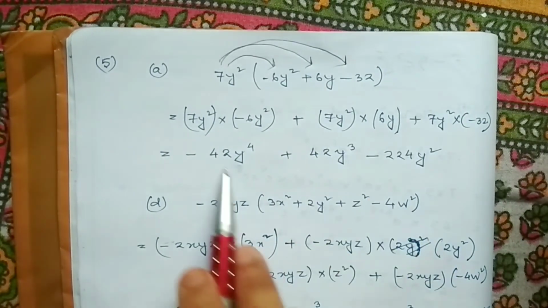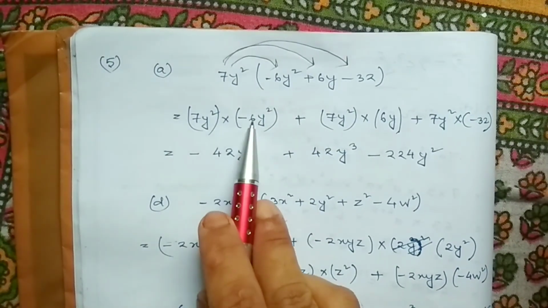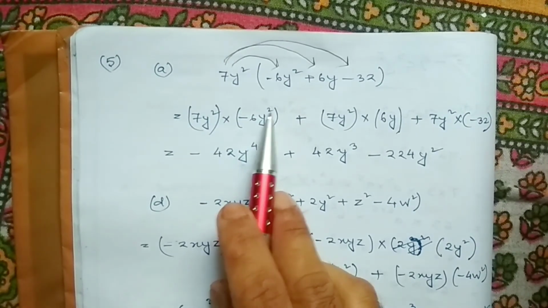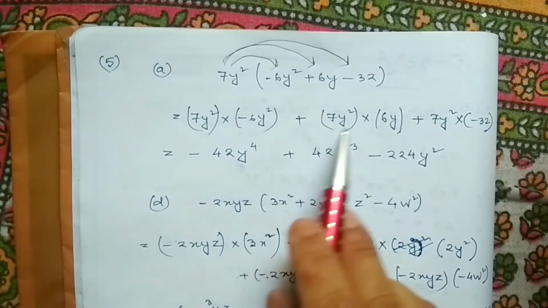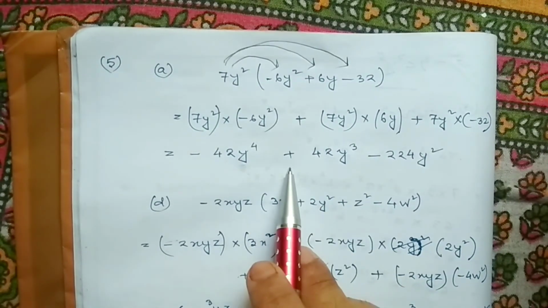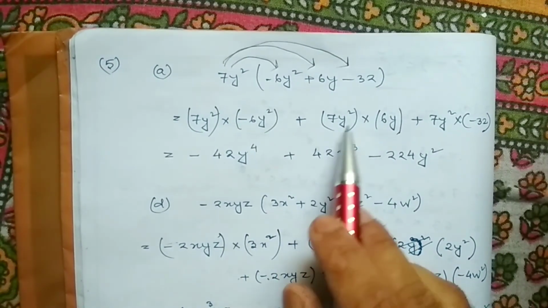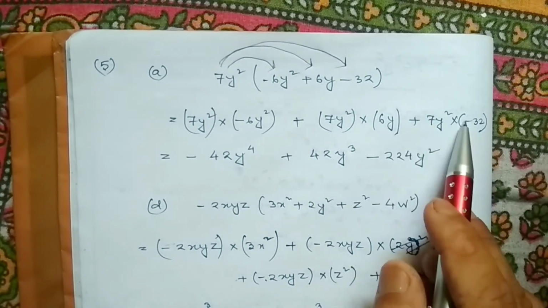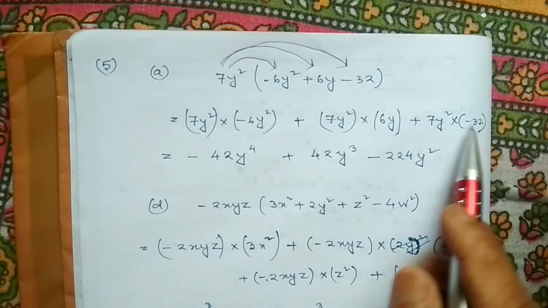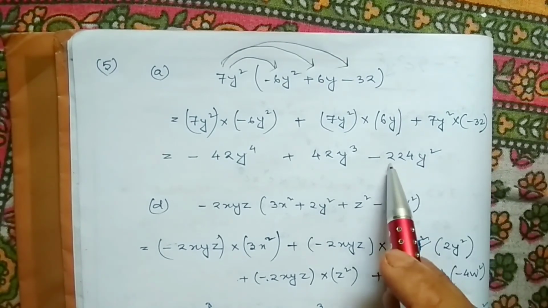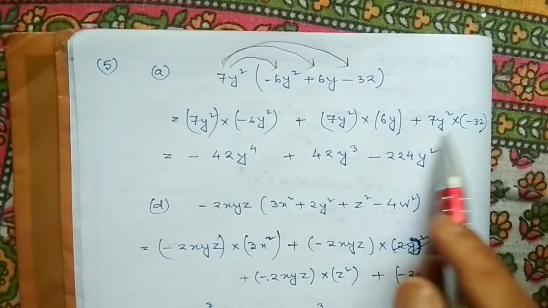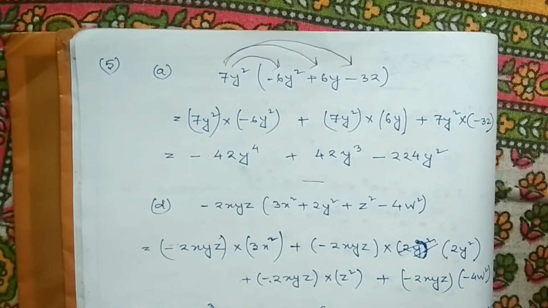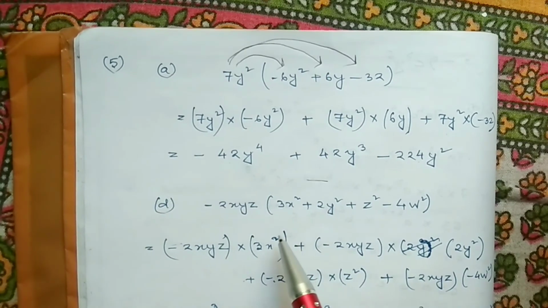Clear? Separately. Now plus minus minus, 6 7s are 42 and y square. We know powers are added. 2 plus 2, 4. Fine. Here all are positive, so I have written plus 6 7s are 42, y square into y. Y square into y is y cube. Plus minus minus, 32 into 7. 32 into 7 will be 224 and y square. Here no y, so it will be y square. So this is the answer. Very simple, just see nicely. I hope all of you can understand.